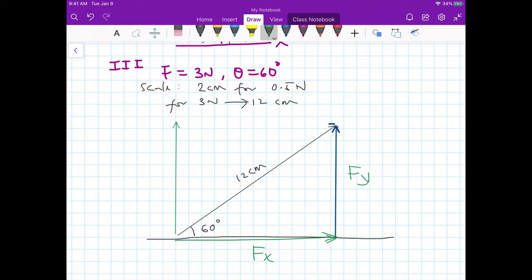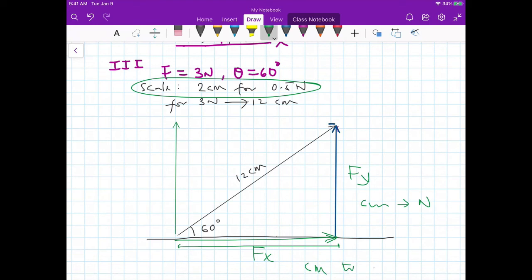Then you measure the length of Fy in centimeters and convert that centimeter to Newton using this familiar scale. The same thing, use your ruler, measure from here to here and find what the length of that line is, and then convert that centimeter to Newton using this familiar conversion. That's what you're going to do using the graphical method.